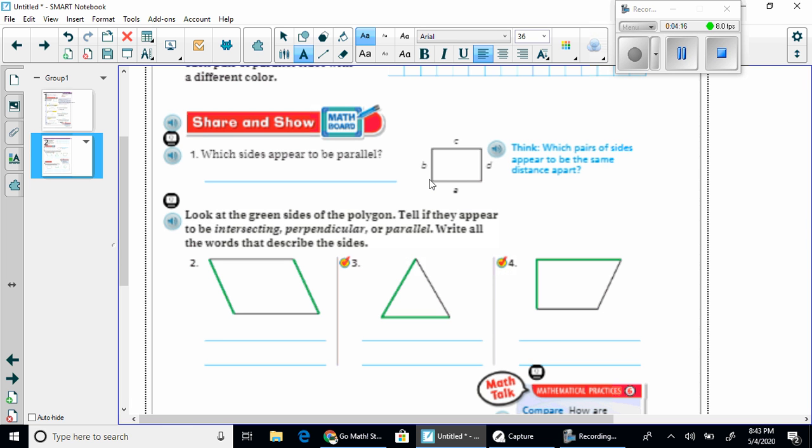Okay, so hopefully you found that A and C, these lines are parallel with each other, and then B and D. So I'm going to go ahead and write those on this line here.